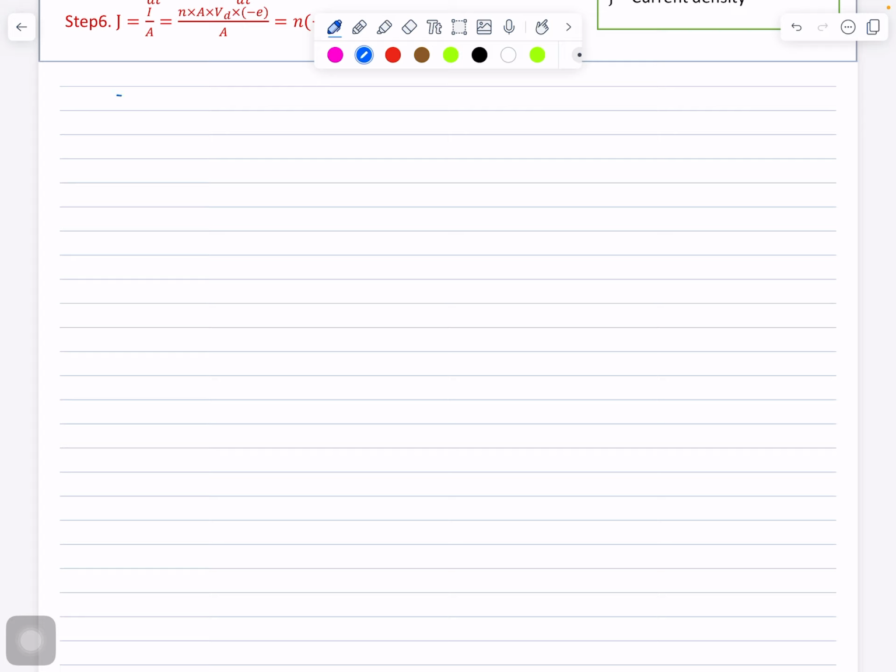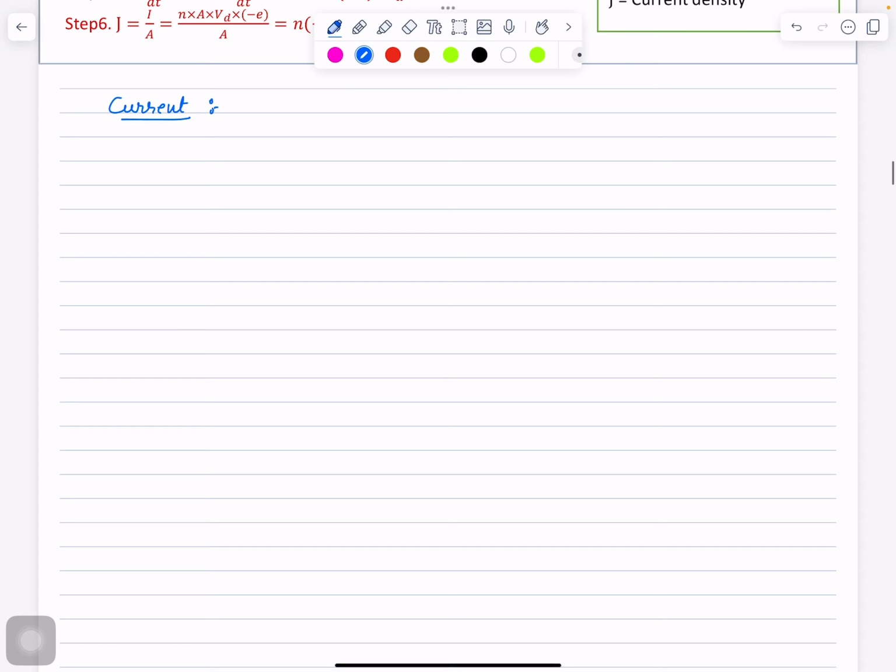First thing, we know current. We already understand this topic in detail in our previous video also. So we know current I is equal to charge per unit time. I will not cover too much in terms of current, but there is a word called density. What exactly do you need to understand?